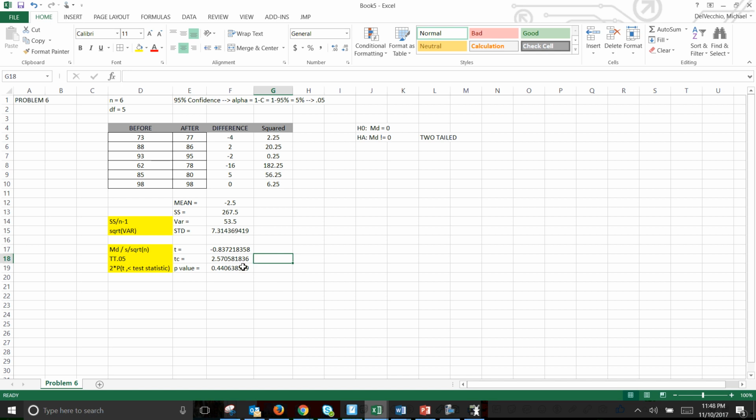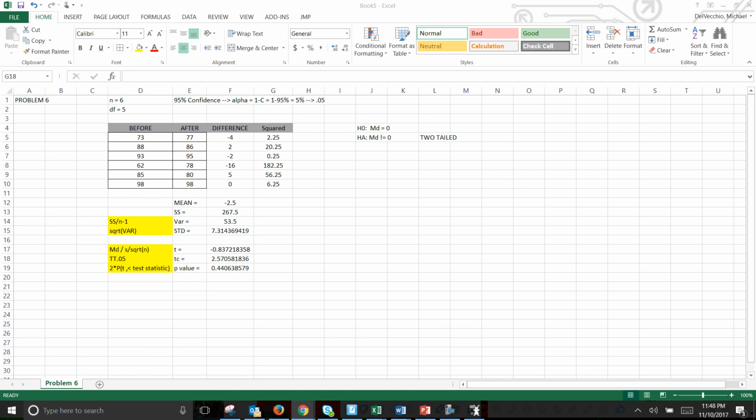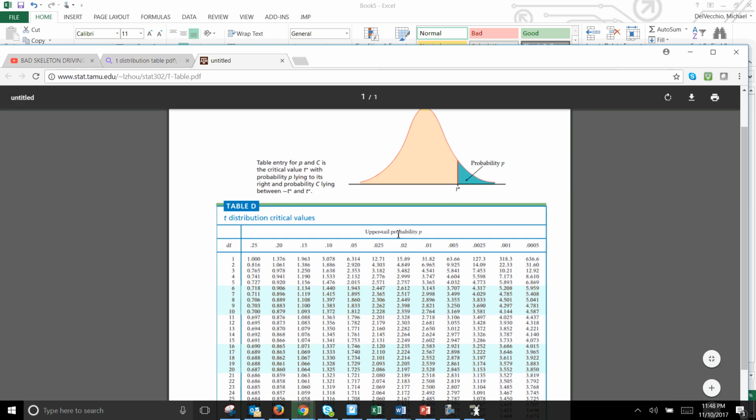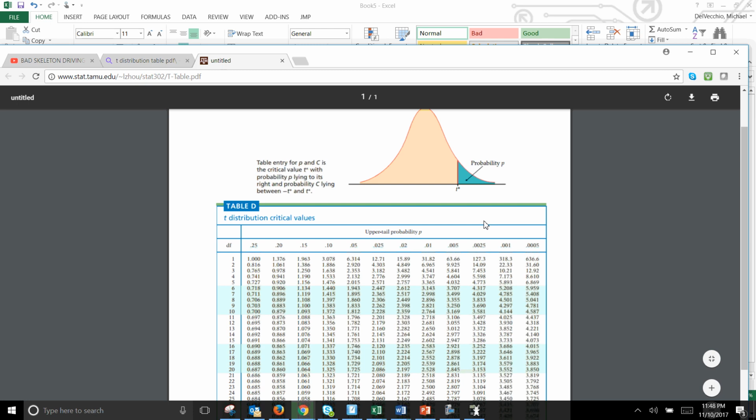All right, now I want to show you how to get these values on the table as well. So we wanted to find a critical value of two-tail with 5%. If you just pull up a table, here's one here. This is upper tail probability, so it's symmetric. If you were looking for a lower tail, you just take the negative of it, right? So we want the probability in the upper tail to be 0.025 with 5 degrees of freedom.